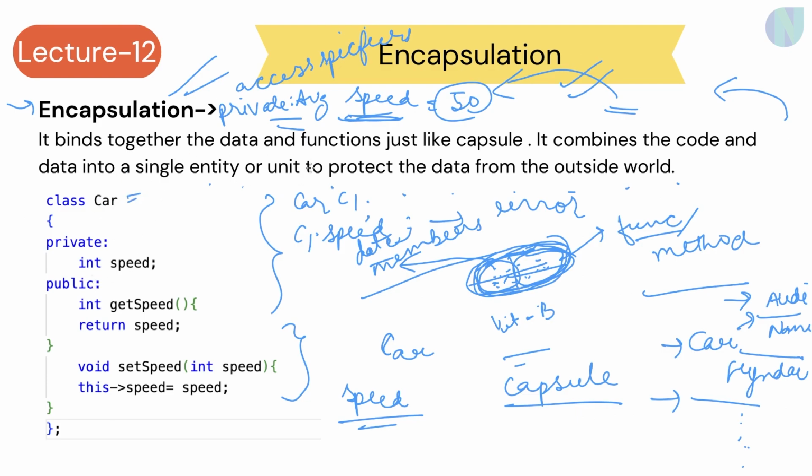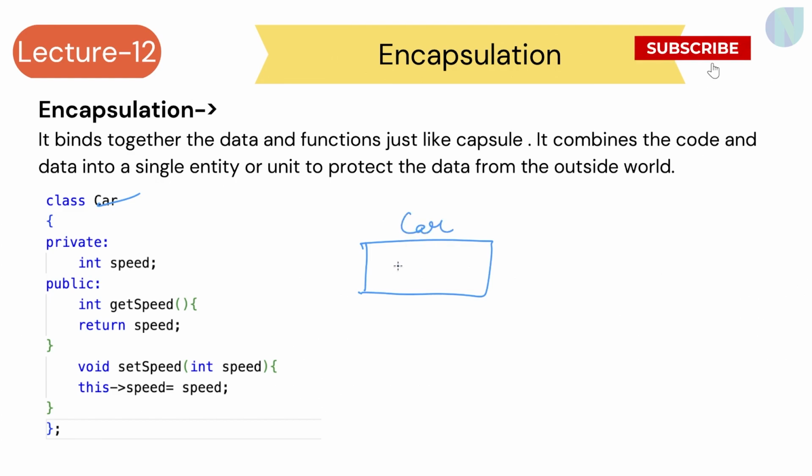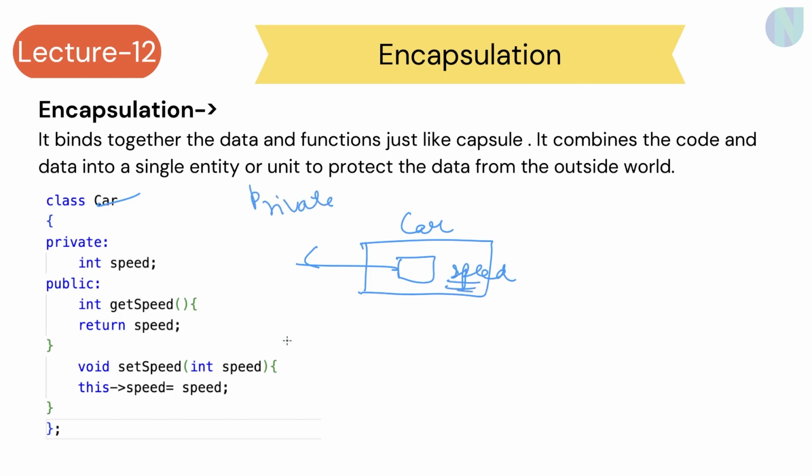So what do we do for this? For accessing speed, we create methods, void getSpeed and void setSpeed, where we give the values and we set the values. Coming to the example, what you can see is there is a class called car, where I am having a member called speed. Now I have made this member private. If I make this speed data member private, I need to define a method to access this particular data, because this data is private, so it's not accessible outside the class.